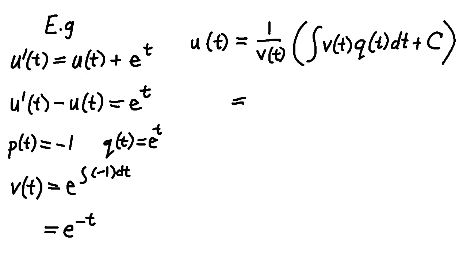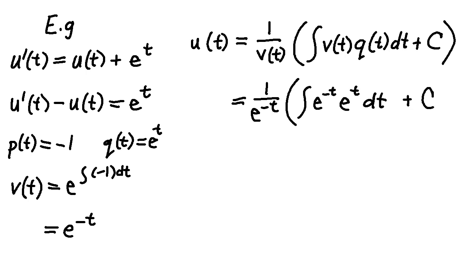We have u of t is equal to 1 over e to the negative t, all multiplied by the integral of e to the negative t times e to the t, plus c. We add the plus c here to remind us that we're interested in identifying a family of functions that solves the differential equation.